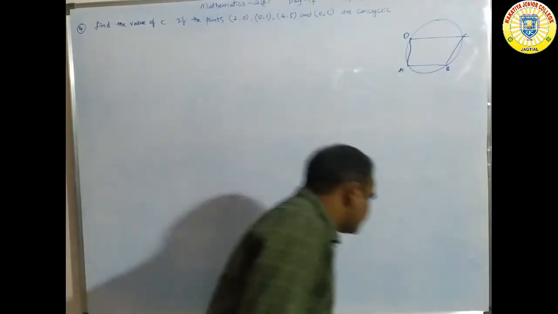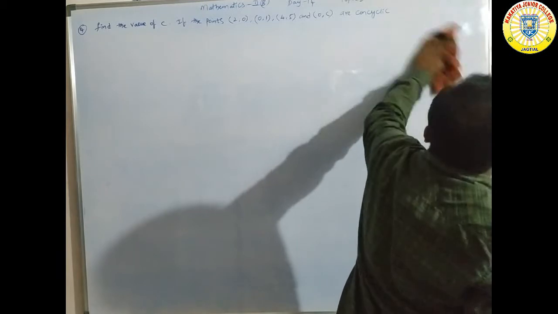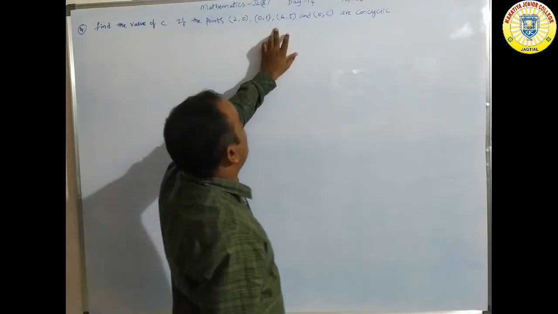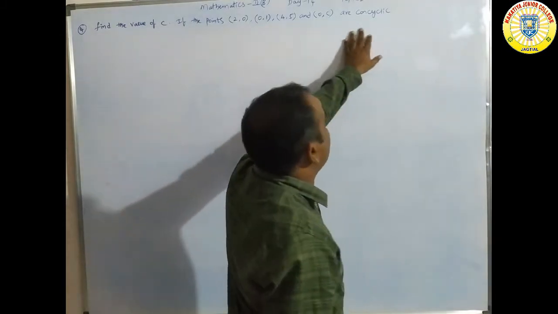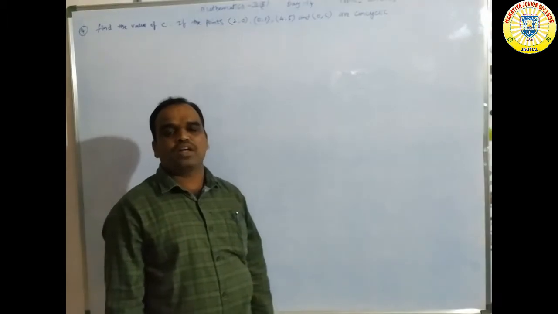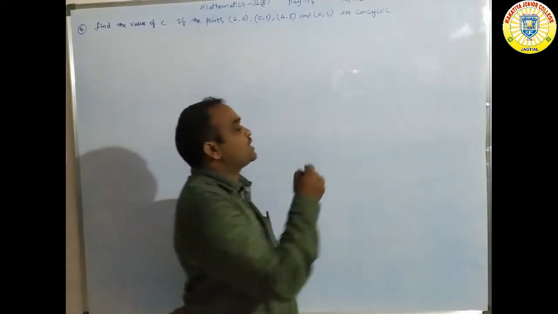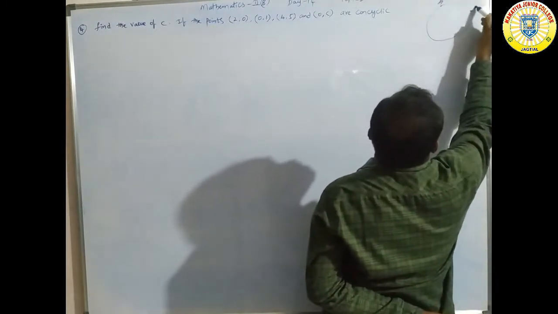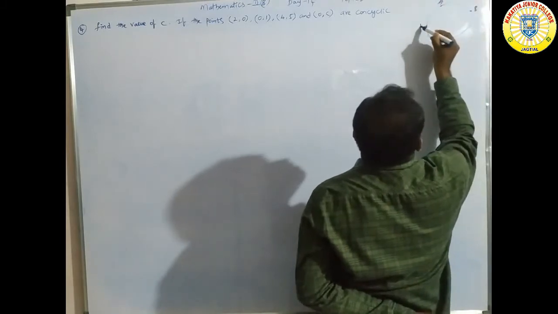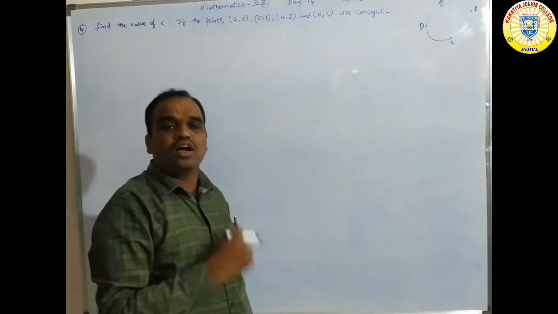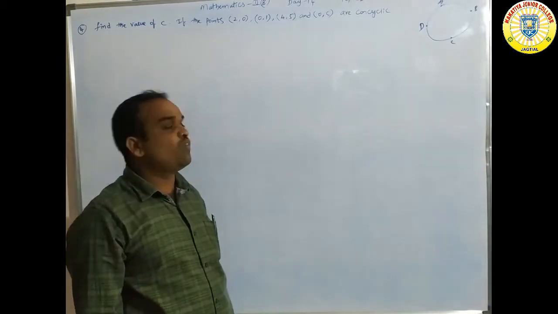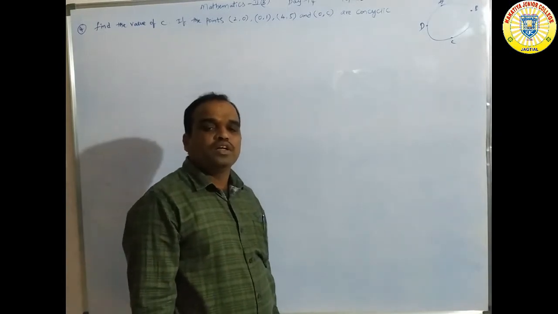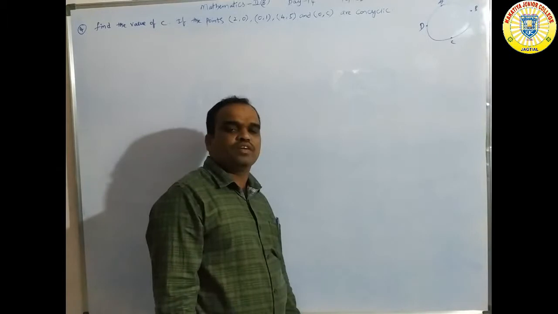See here, what is our question? Find the value of c if the points (2, 0), (0, 1), (4, 5) and (0, c) are concyclic. That means the four points lie on the circle. By using the given condition, we must ensure the four points lie on the circle. So how to find the c value? First we find the circle equation passing through the 3 points. The fourth point we substitute in the circle equation, and we get the c value.